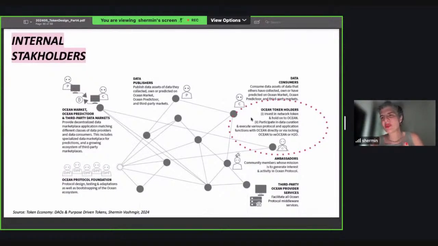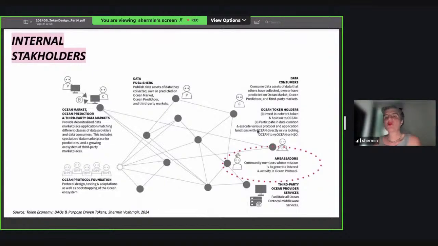We will see later what Ocean is, but basically it's the native token of the protocol. It was the first token. It has various functions. You can use it for investment purposes, holding on to Ocean. But by staking, for example, you can participate in data curation or execute various protocol or application functions. We will see that in detail a bit later.